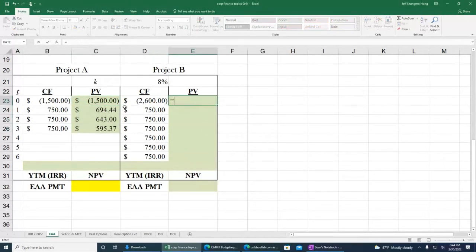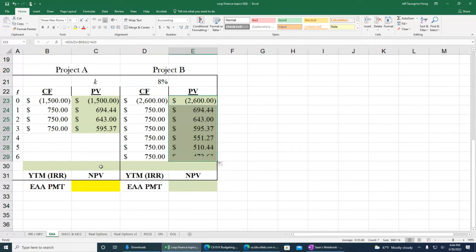And here the same thing. This divided by 1 plus that, and you lock it. Raise to 0, and we drag it down.